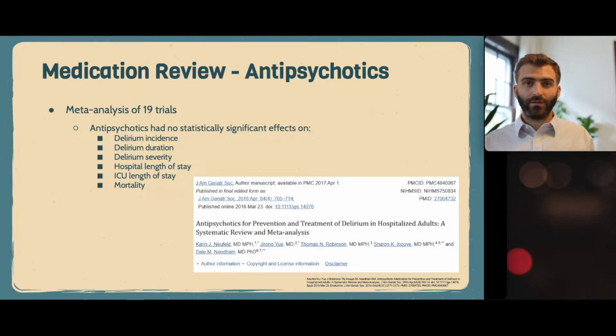So we've looked at what the guidelines say, let's look at what the actual medical evidence, what the papers say. So here's a meta-analysis of 19 trials where it clumps them all together and looks at the data. And they found that antipsychotics had no statistically significant effects on delirium incidence, duration, severity, hospital length of stay, ICU length of stay, mortality. So not looking great in this regard.